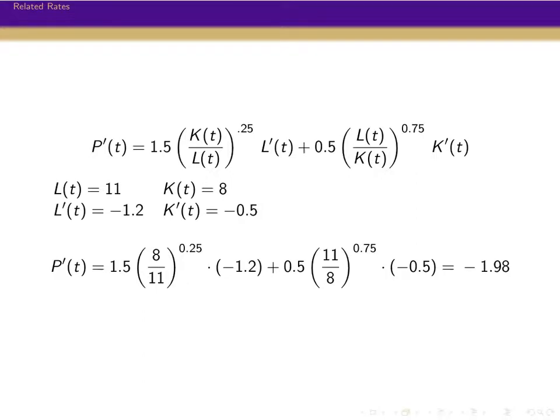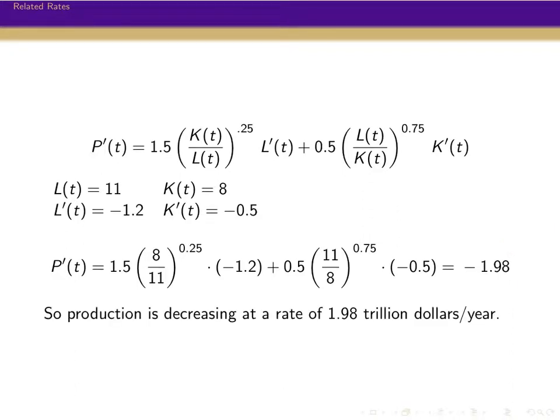So just a little bit more than minus 2. So what exactly does this mean? Remember, production was in trillions of dollars. These derivatives are in trillions of dollars per year. And so at the end of the day, the units for this is in trillion dollars per year. So what does this mean? It means that the production is decreasing at a rate of $1.8 trillion per year.